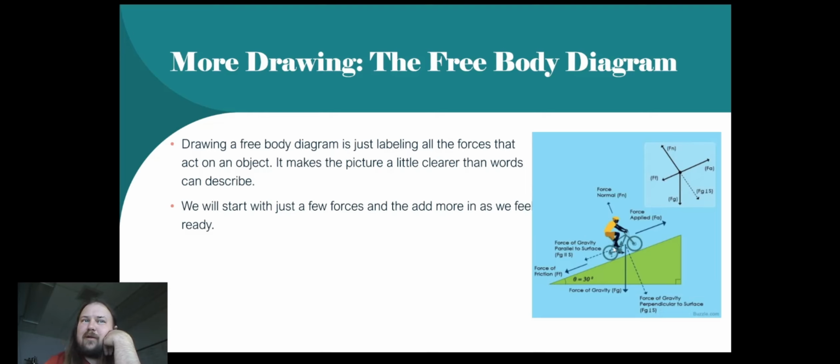So you can see here we have an example of a biker going up an incline. We have the force that's applied. This biker here is pushing, he's applying a force in order to climb up this hill. We have gravity, the force of gravity here is pulling down. I'm going to go over these in greater detail in the next slide.